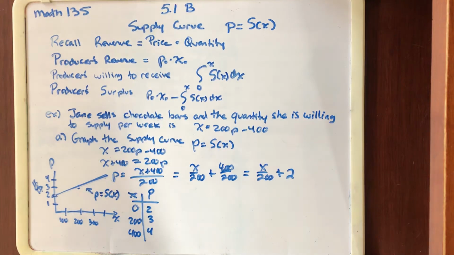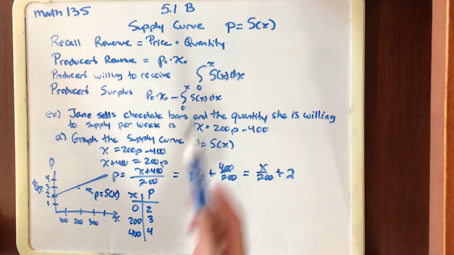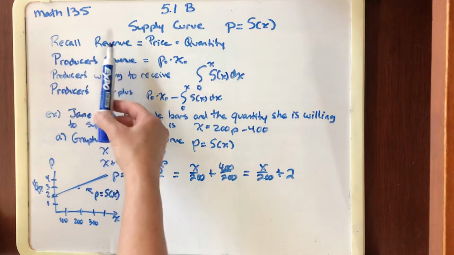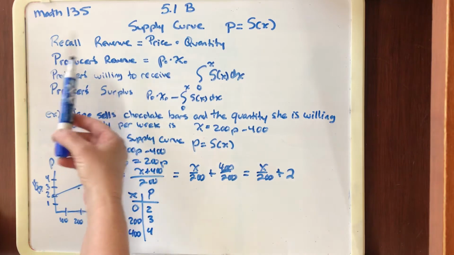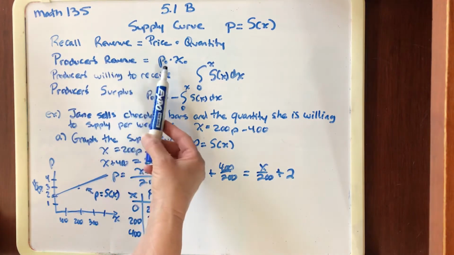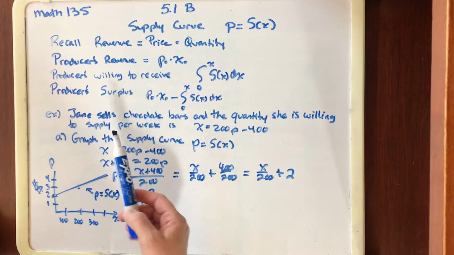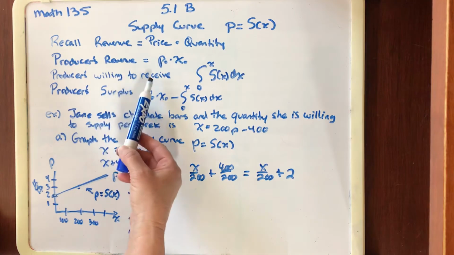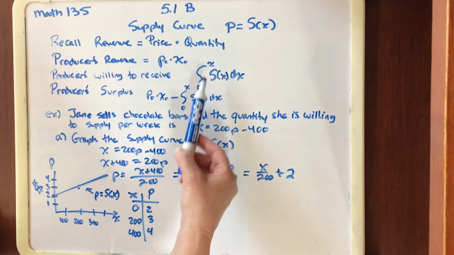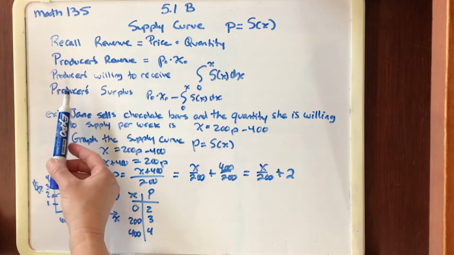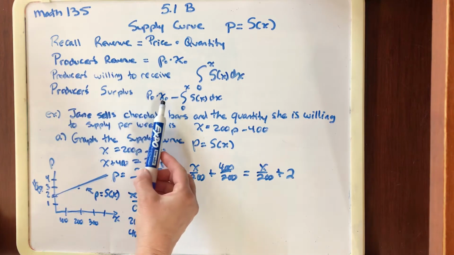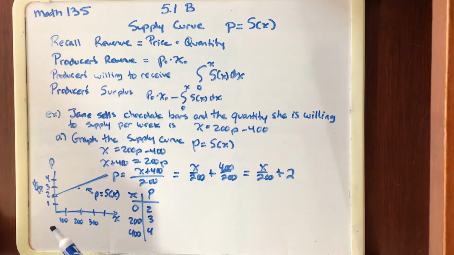Okay, 5.1b, we're going to look at the supply curve. Now we have P equals S of X. Recall revenue equals price times quantity. So the producer, the people who make the products, the producer's revenue is P naught times X naught. The producer is willing to receive, we're going to integrate from 0 to X, S of X dx. Okay, the producer's surplus is P naught X naught minus that integration.